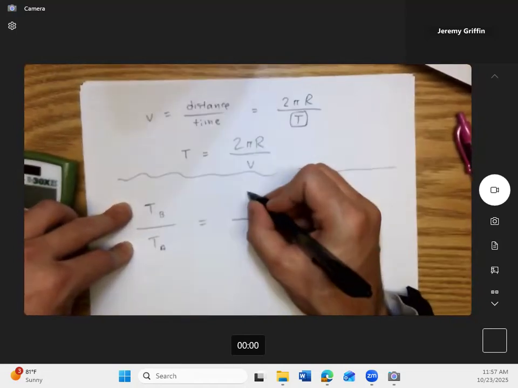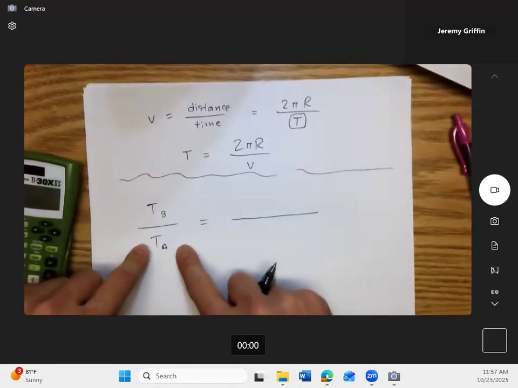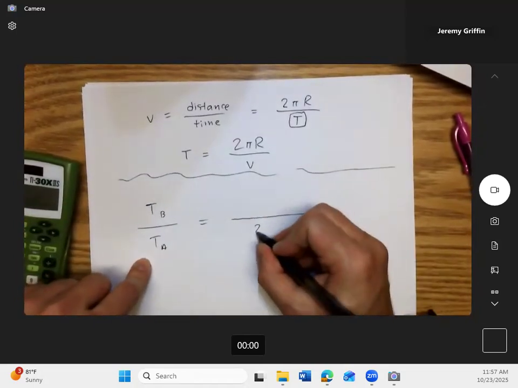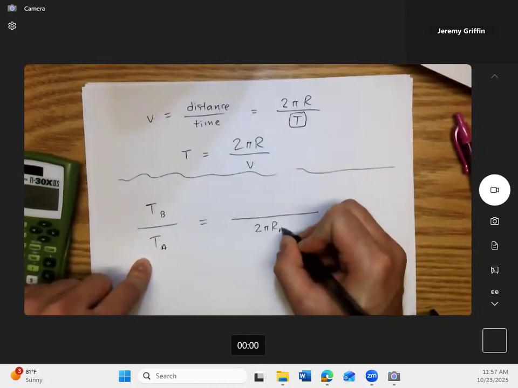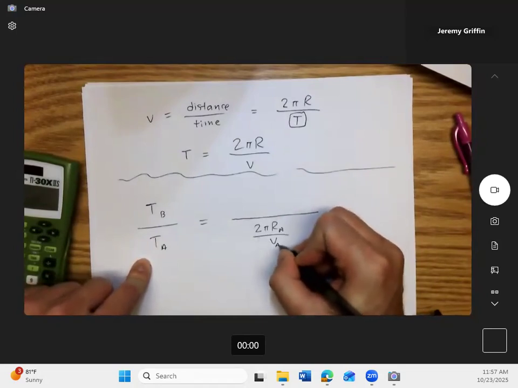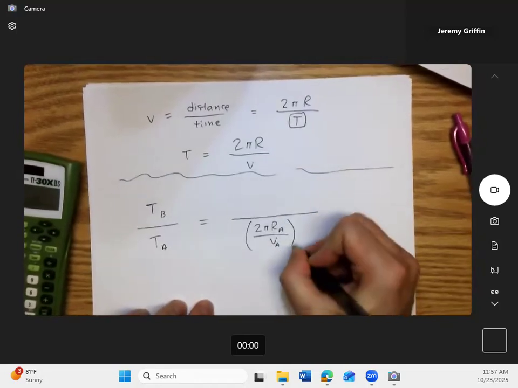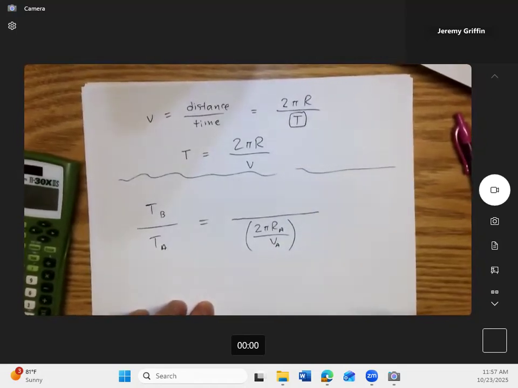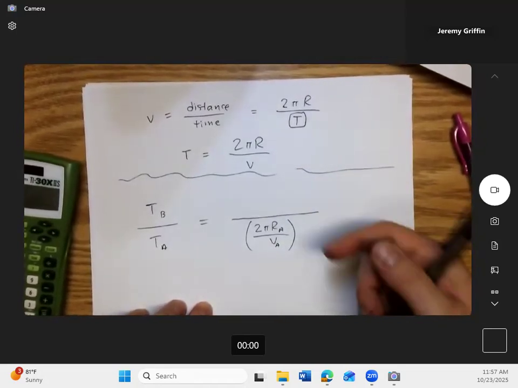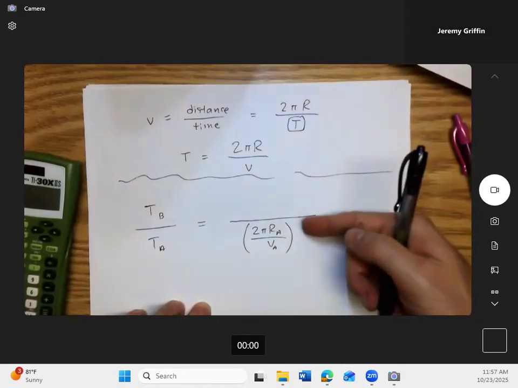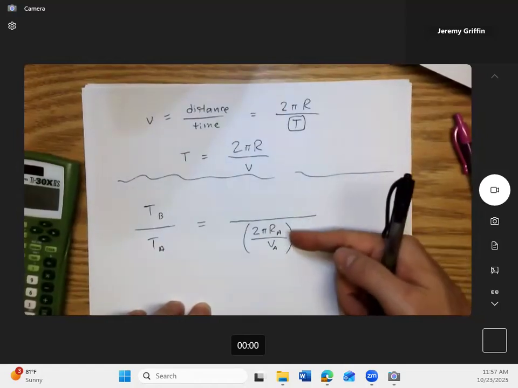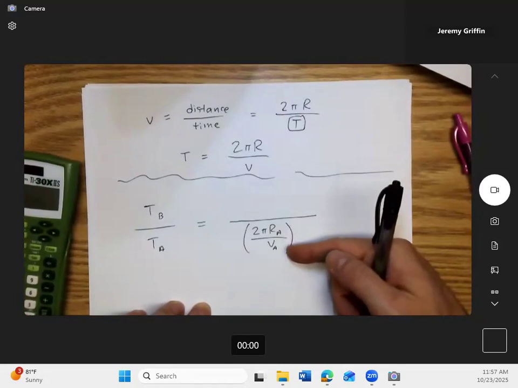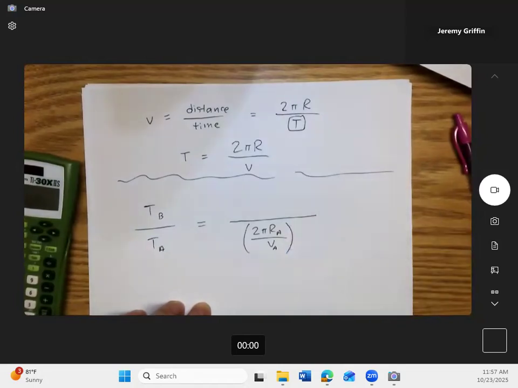So let's start with satellite A. We're gonna do everything in terms of satellite A. So it's 2 pi radius A divided by speed A. Yes, that looks good. That would be the time for satellite A to go around. Now for satellite B, I could write the same expression except with subscript b's, but I know what radius B and speed B are in terms of radius A and speed A.